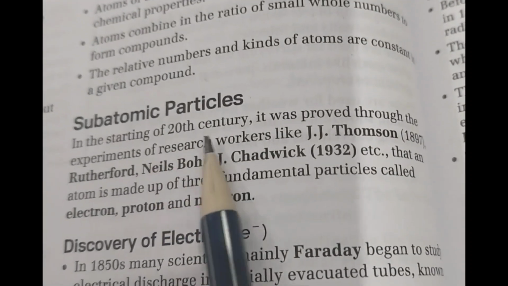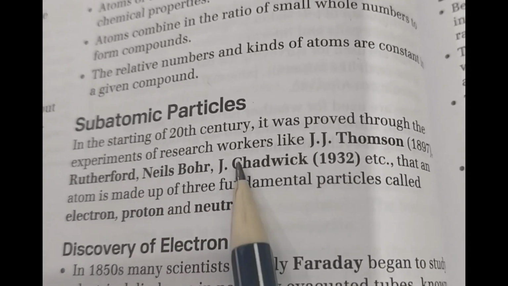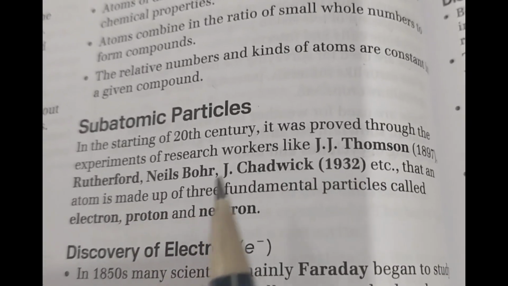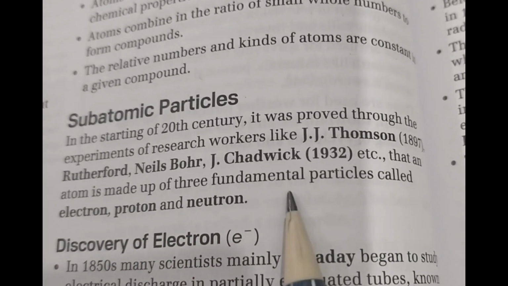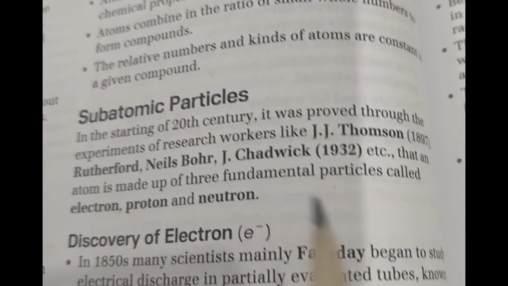In the starting of the 20th century, it was proved through the experiments of research workers like J.J. Thomson, Rutherford, Niels Bohr, J. Chadwick, etc. that an atom is made up of three fundamental particles called electron, proton and neutron.